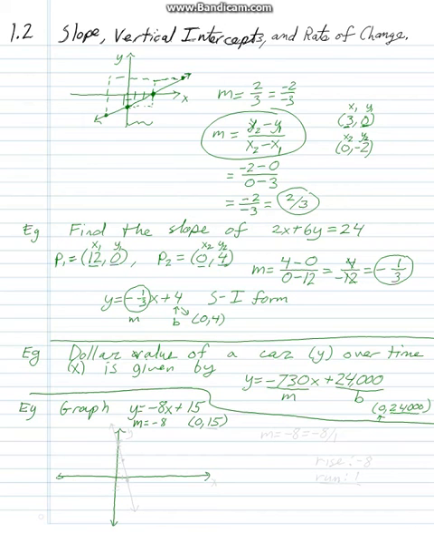So I need to be able to see as high as 15 along the y-axis, so I will do tick marks every 2 units: 2, 4, 6, 8, 10, 12, 14, 16. So my y-intercept is going to be right there at 15. Now the reason I chose to do tick marks every 2 units is because my slope is an even number.